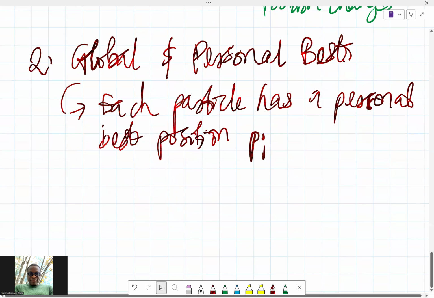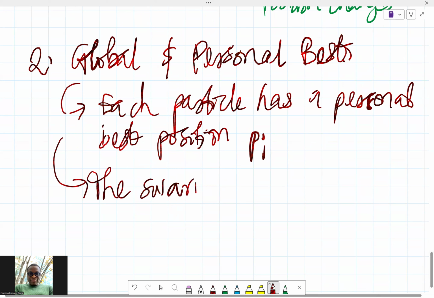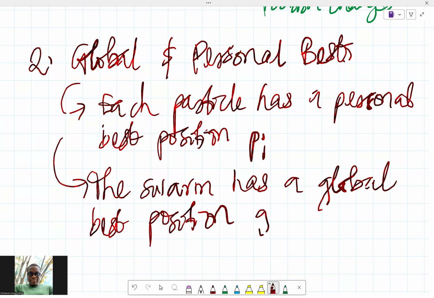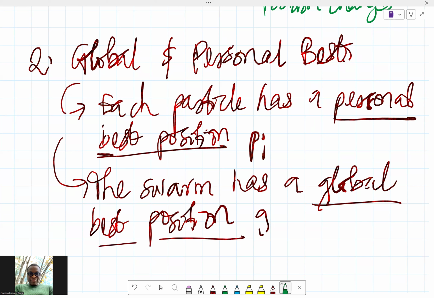Apart from that, the whole swarm has a global best position, G, which is the best solution among all particles. So we have a personal best position for each particle, and a global best position for the whole swarm. It's more like in a country, where maybe we have many rich cities, right?